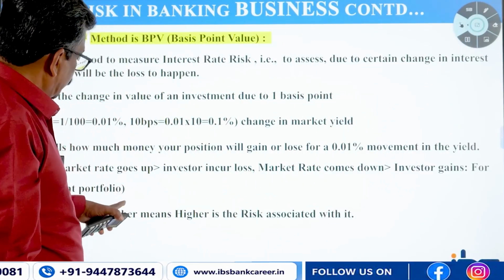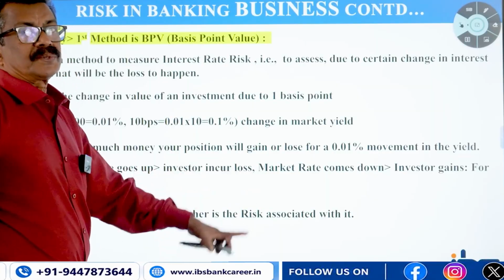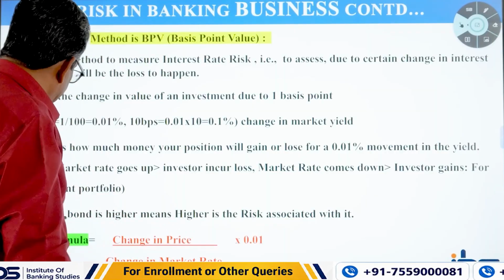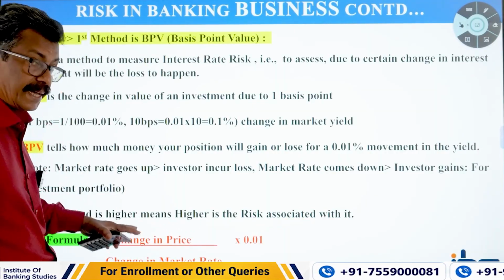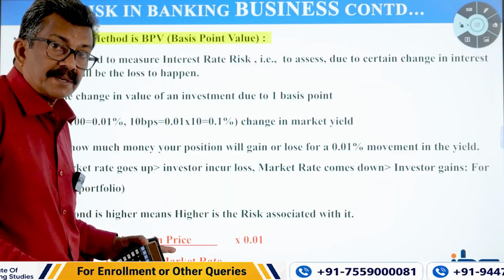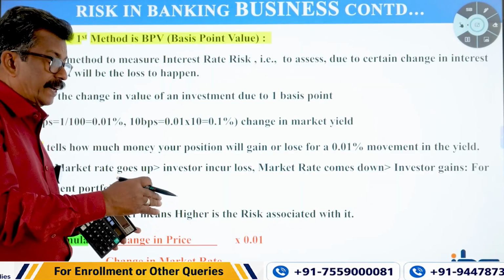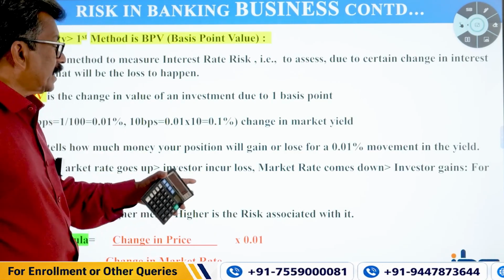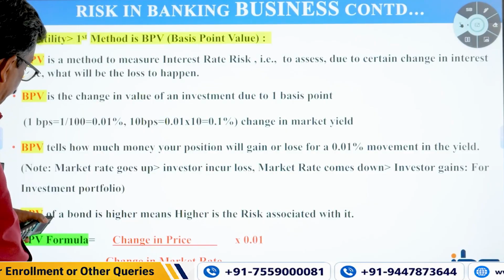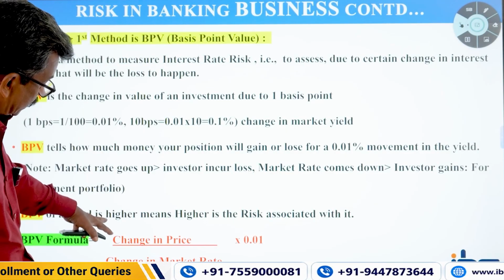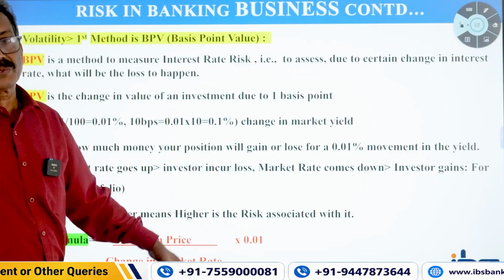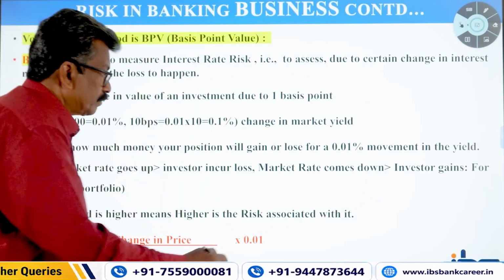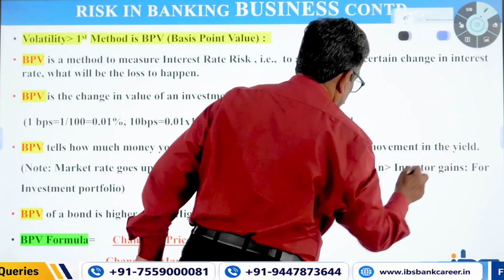If the BPV of a bond is higher, it means higher is the risk associated with it. So BPV is what is more important. Please note that sometimes a question may come like this: BPV is higher for A, B, C, D. Investment A is this one, B is this one. Which one has the higher risk? So remember this: an investment which has a higher BPV has a higher risk. This is more important.